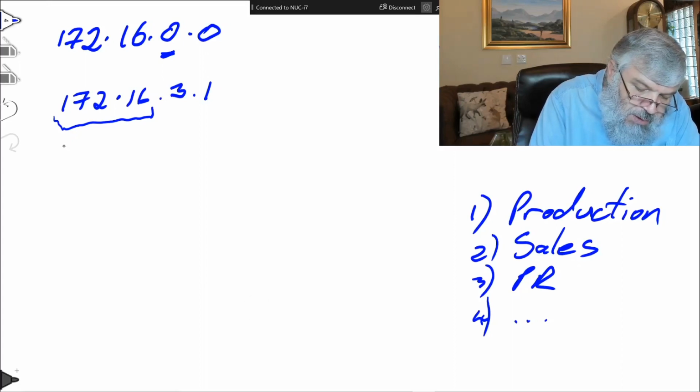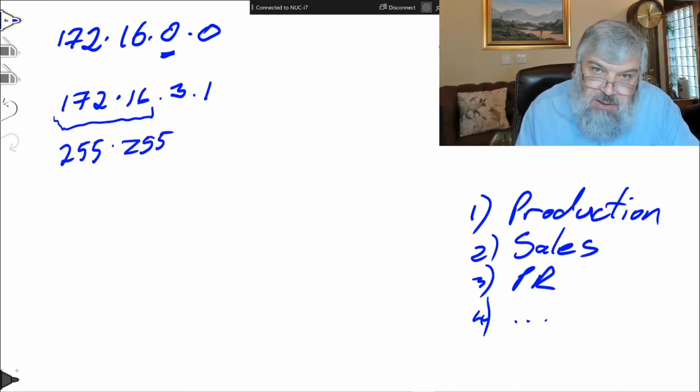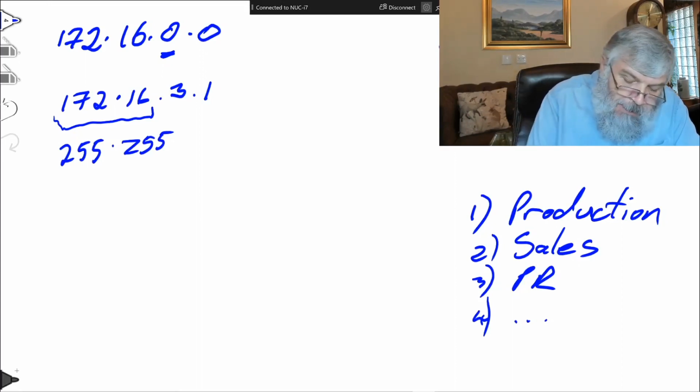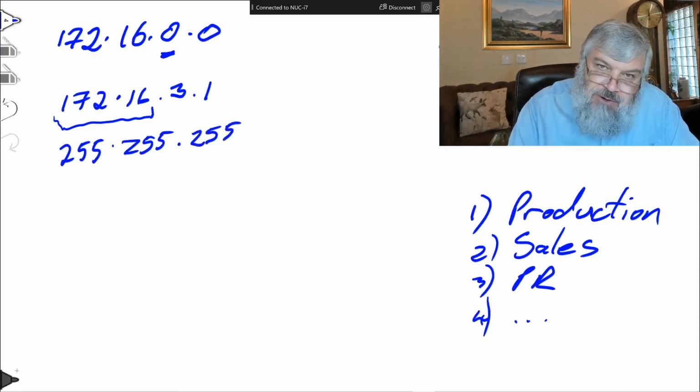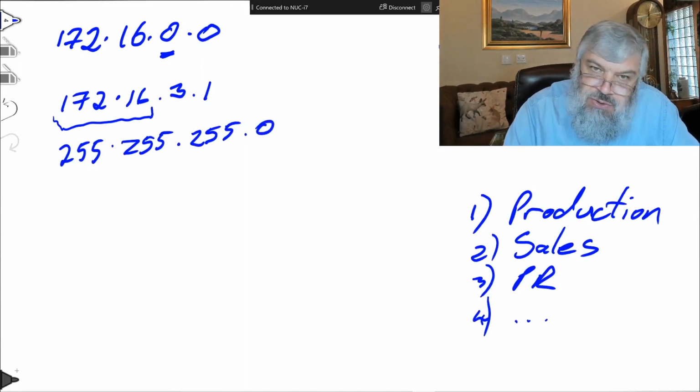And the new net mask would be 255.255. That is because this is a Class B address. That's what's been given to me. I cannot change the initial 2 bytes at all. But in my company, I'm using this department number as part of my subnet address, and I will only use the bottom byte to indicate the machine within that department.